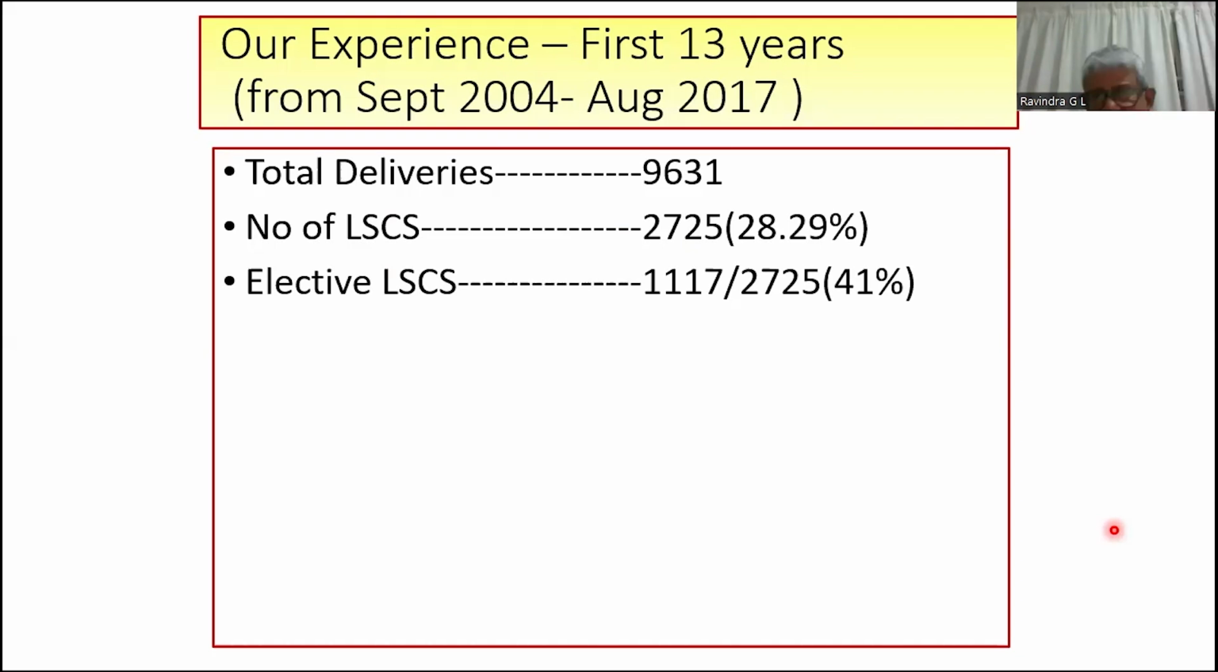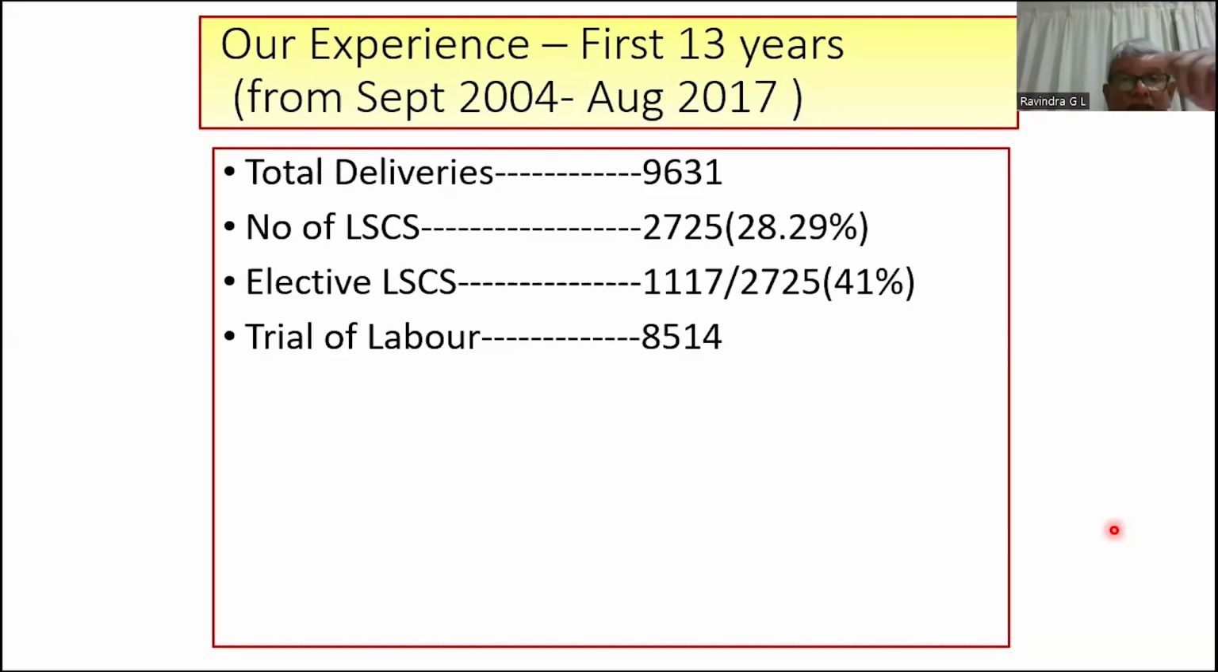Maybe because of the primary breech, maybe because of the previous sections, maybe because of fetal problems like prematurity, IUGR, and such things, many elective cesarean sections were there, and that accounted for about 41%. Now, barring the elective cesareans of 1117, 8,514 patients were given a trial of labor.